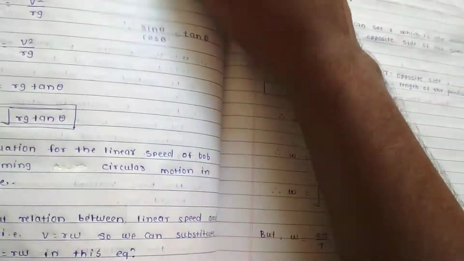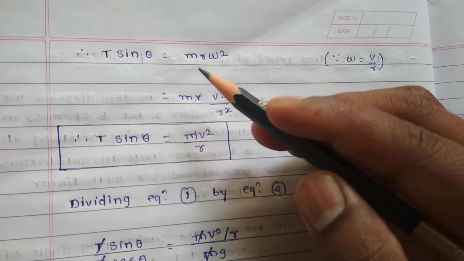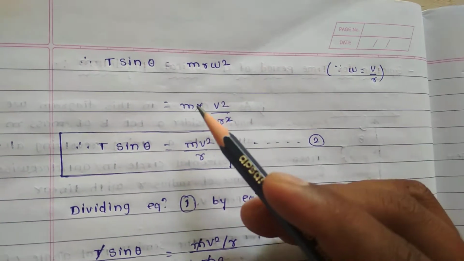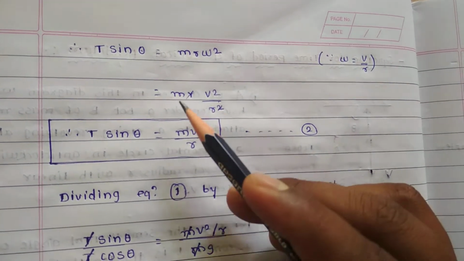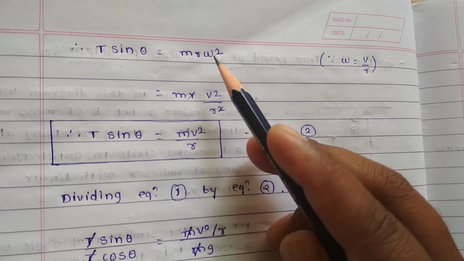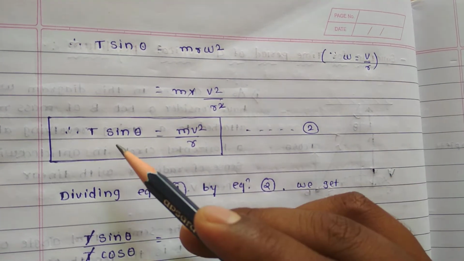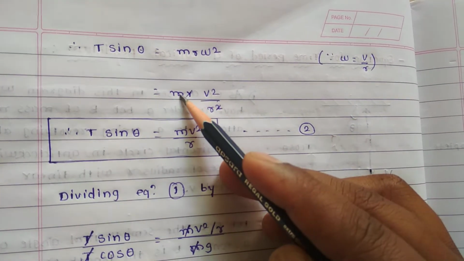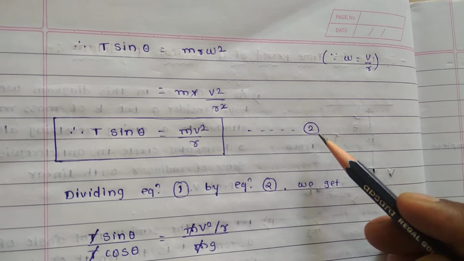Therefore, T sin theta is equal to the centripetal force, that is m r omega square. But we know omega is equal to v upon r. Therefore m r into omega square means v square upon r square. r gets cancelled, therefore T sin theta is equal to m v square divided by r. This is the second equation.